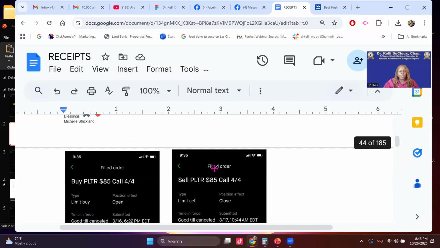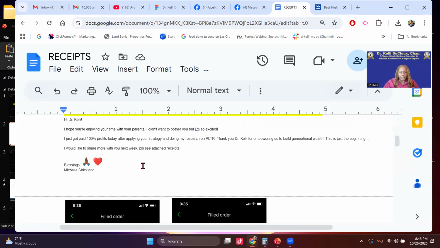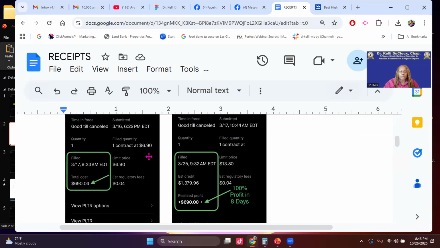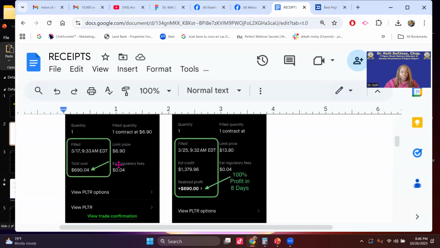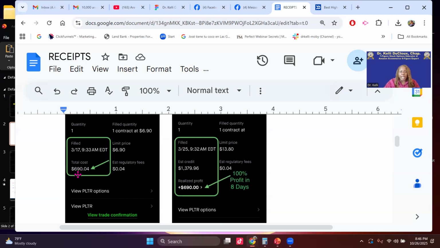Okay. And what else we got? Michelle, she sent me a whole wonderful email. She made a 100% return on Palantir, which is one of the stocks in my beginner's course. I told them, get this stock, right? The beginner's course. She put in $690 and she cashed out a profit of $690. Let's look at the dates. 3/17, 3/25. Okay, so what is that? 8 days, she made a 100% return on her money.